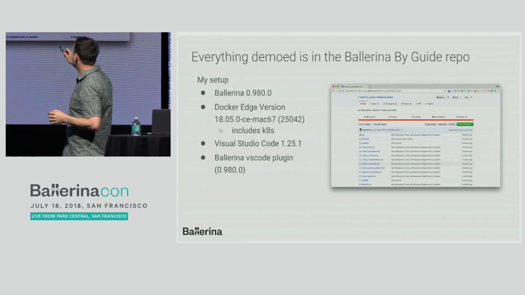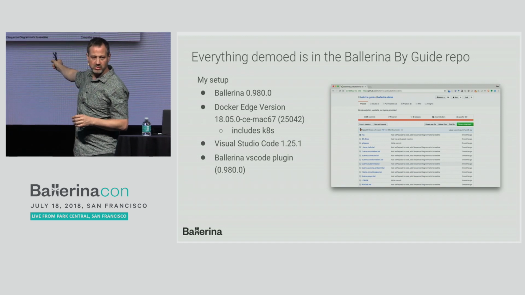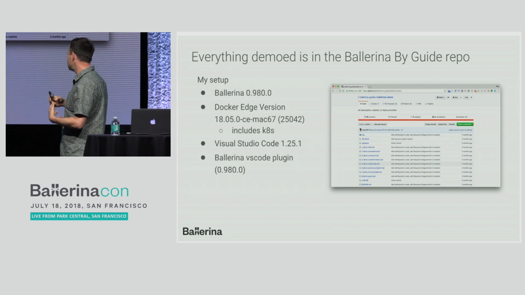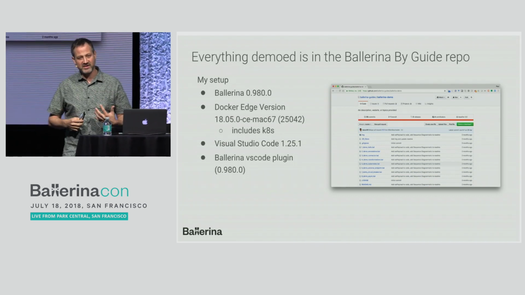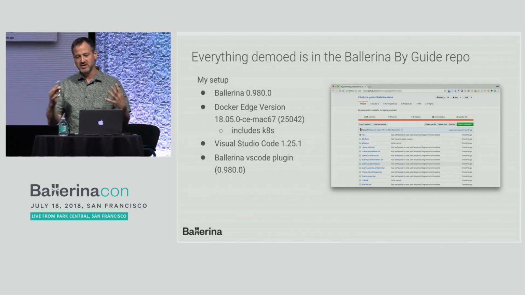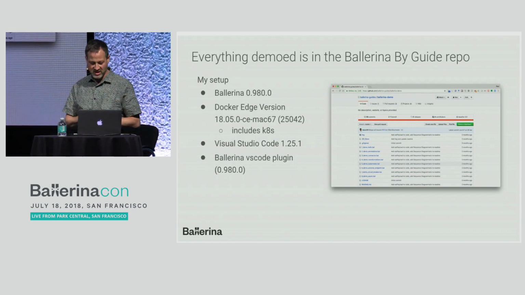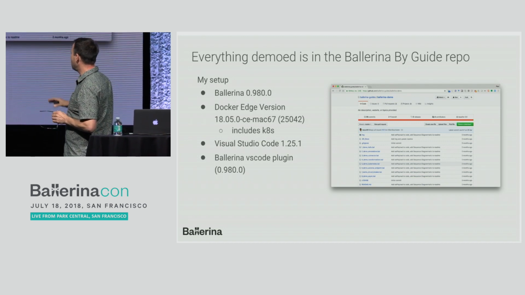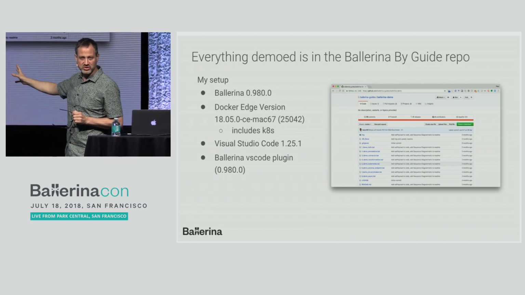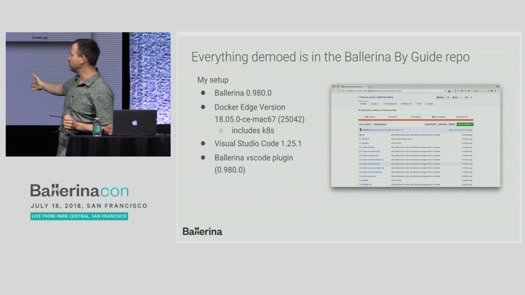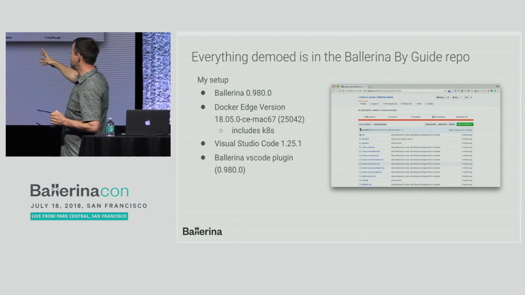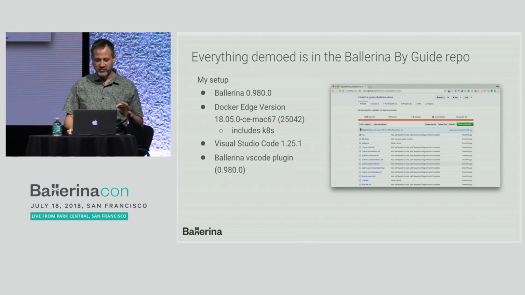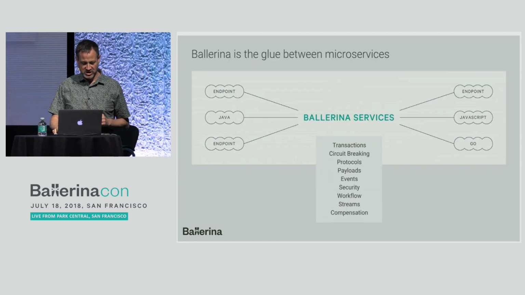Everything that I demoed is in a repo online. So if you want to repeat the demo, there's a lot more to it. There's the Kubernetes. There's some async stuff in that demo. I've cut it down, as I said, because of all the cool talks that are happening later. What I have on my machine is Ballerina 0.98.0. I have Docker Edge, which includes Kubernetes, which lets me do the Kubernetes demos. I have Visual Studio Code 1.25 with the VS Code plugin. So if you want to replicate it, that's all you need on your machine.